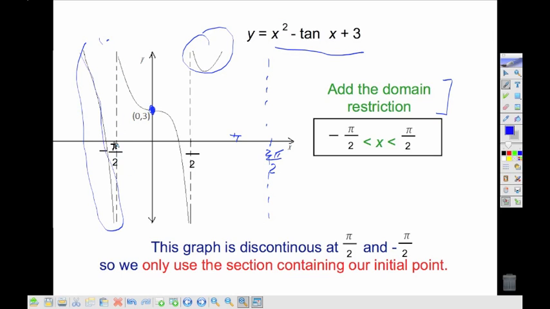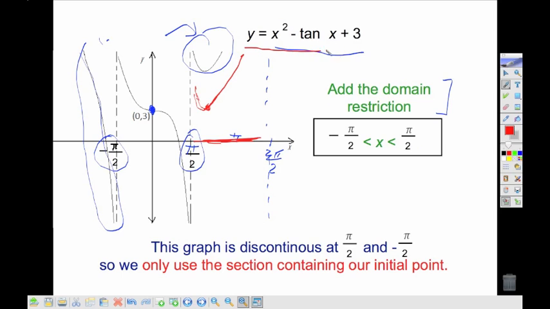I was given an initial point between negative pi over 2 and pi over 2. Since those are the points where the discontinuity is, I can't jump over here. If my initial point was somewhere else, let's say that my initial point was right over here, well then I could have started here, but then my domain restriction would be between these two asymptote lines.